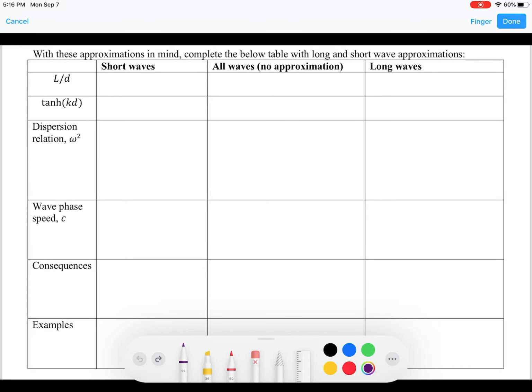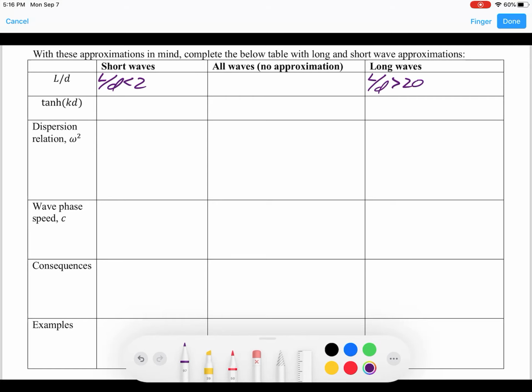Okay, let's look at some of the approximations for the dispersion relation for short and long waves and some of the behavior that goes along with the two limiting cases. So short waves are waves where we have L over D being less than 2. Long waves, we have wavelength divided by depth is greater than 20.